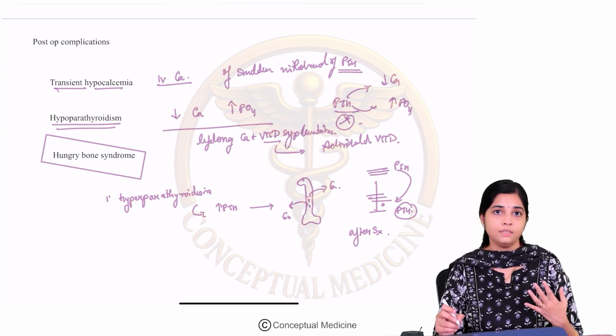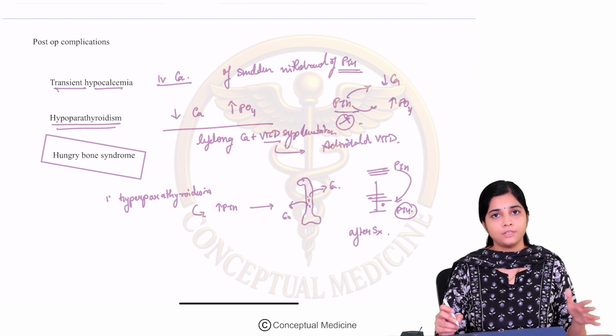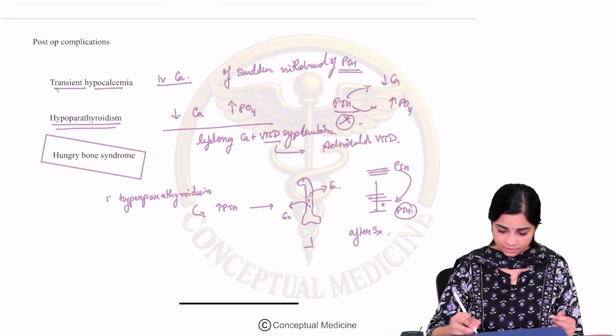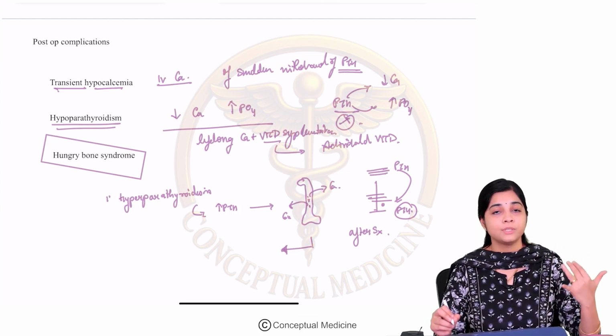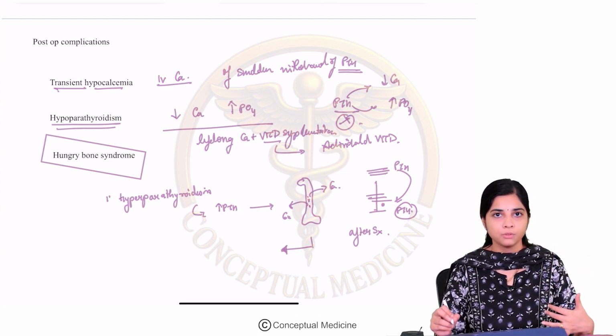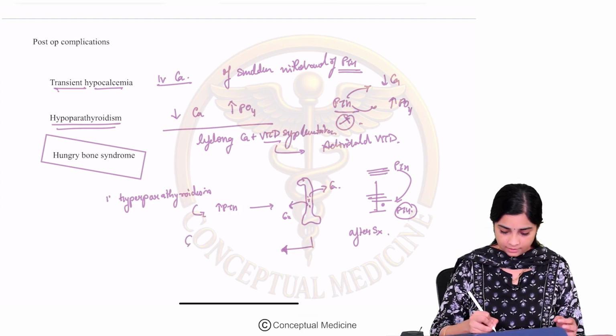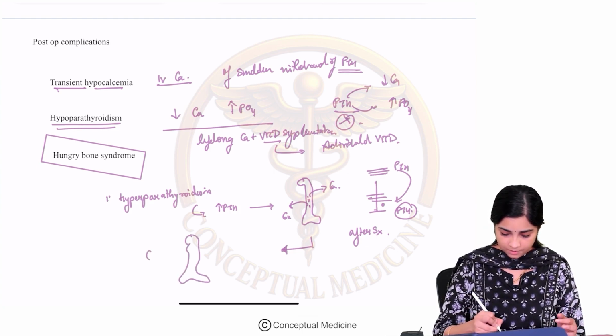All this while the bone was giving out calcium. Now the bone is not accustomed to these new levels of parathormone, and hence there is a sudden influx of calcium and phosphate into the bone.